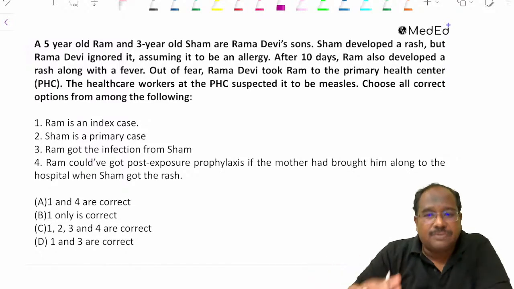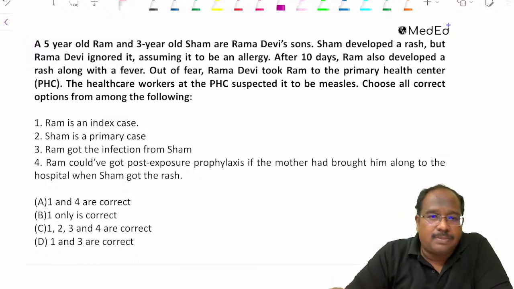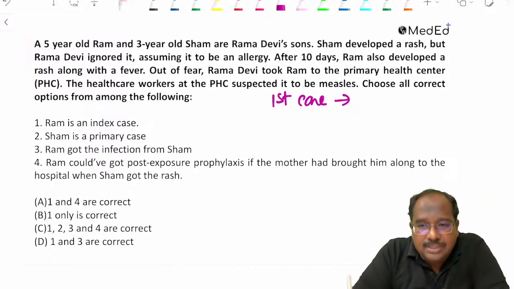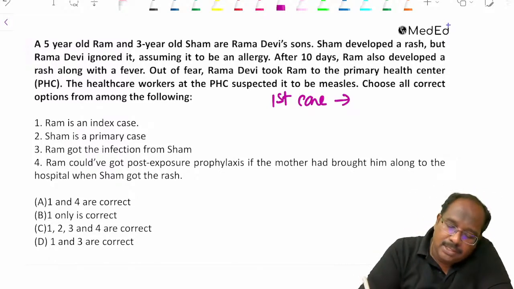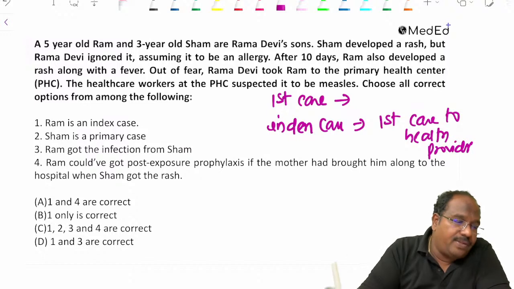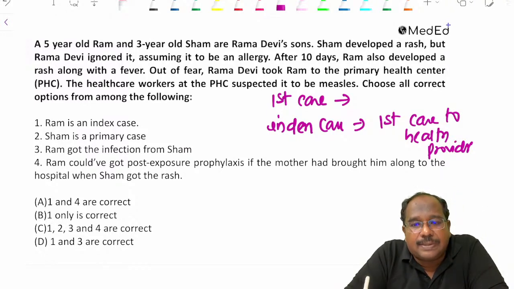First, what are the things we should know? What is a primary case? Primary case means the first case in the community. What is an index case? The first case to reach the health provider. Now tell me which is the primary case and which is the index case.